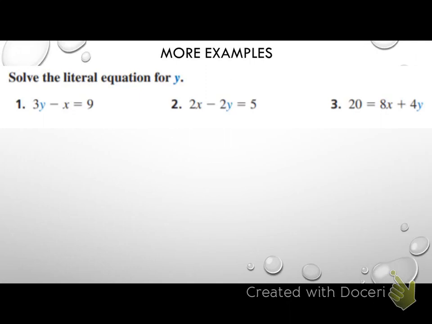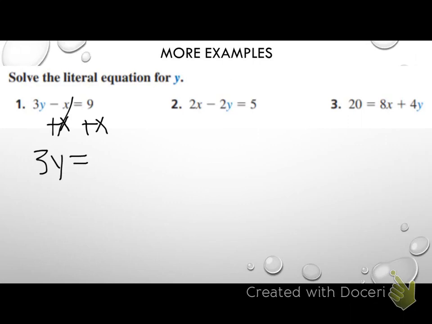Add x, or add x to both sides, right? So I want to get that other variable away from y. It's being subtracted from 3y, so I need to add x to cancel it out on that side of the equation. Whatever I do to one side, I got to do to the other.